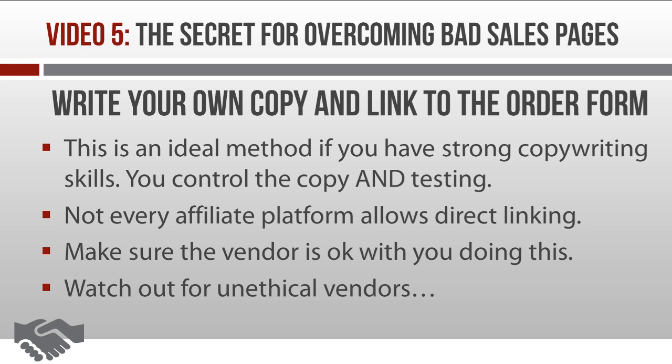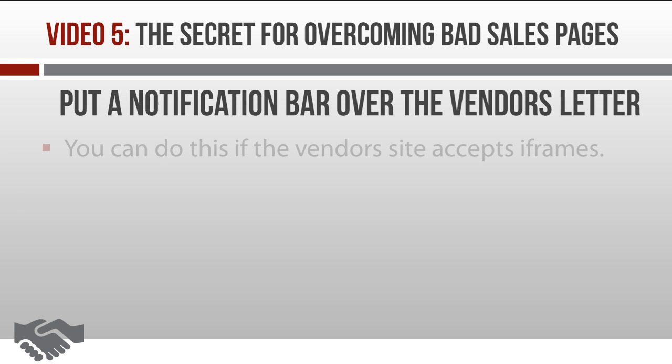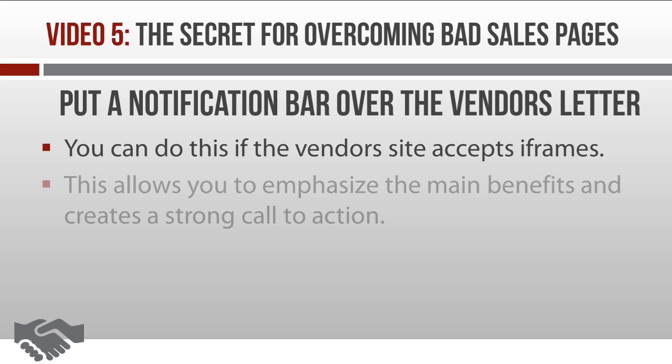Okay. Now the last point, which is a good last-ditch method if the affiliate system doesn't let you link directly to the order form. This method to overcoming a poor sales letter is to overlay a notification bar on top of the vendor's sales letter. I know, this sounds totally sneaky, but it is completely legal. If the vendor site accepts iframes, then you can overlay a notification bar, which hits the main benefits of the product and creates a call to action.